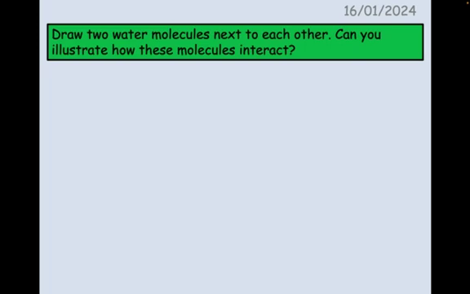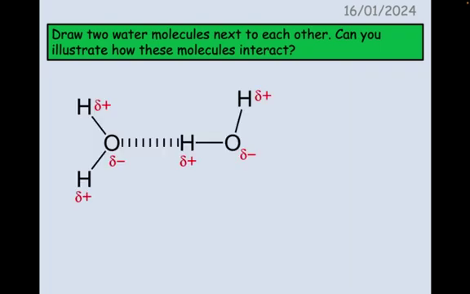Now, can you draw two of these water molecules next to each other? What do you think you might notice? What you will notice is that there's a partial bond that forms between the slightly negatively charged oxygen atom of one molecule and the slightly positively charged hydrogen atom of another molecule. This here is called the hydrogen bond, and this is an intermolecular force, and it is a consequence of water's polarity.